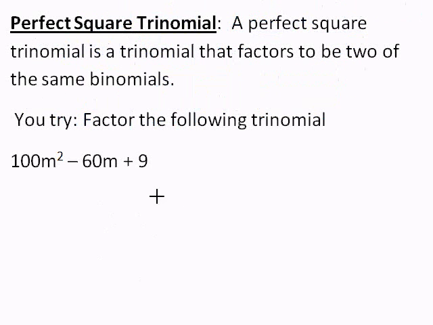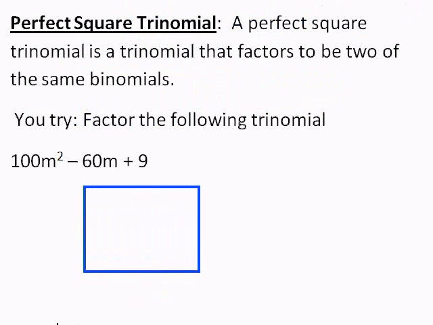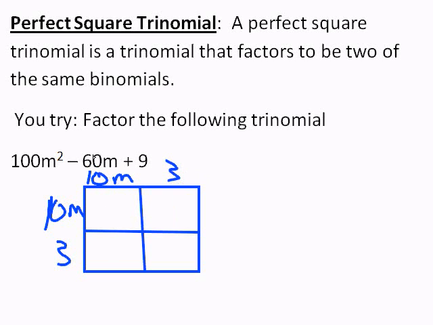Alright, just like the previous one, what we're going to do is split up that 100m squared as 10m and 10m, and we're going to factor the 9 as 3 and 3. Now notice it's going to be a negative 60m in the middle, so I'm going to make that negative 3 and negative 3. So 10m times 10m is 100m squared. 10m times negative 3 is negative 30m. Negative 3 times 10m is negative 30m. And negative 3 times negative 3 is a positive 9.